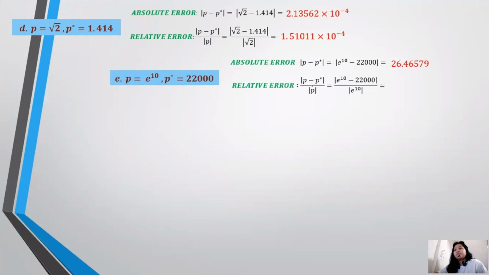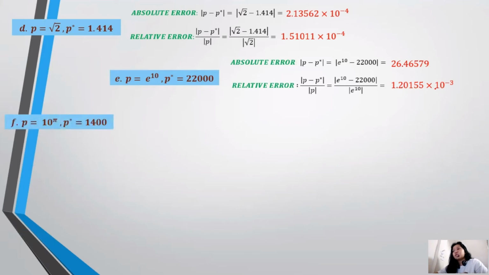The next is the relative error. We have the formula absolute value of P minus P to the power of asterisk all over the absolute value of P. So we have e to the power of 10 minus 22,000 all over e to the power of 10. So using the calculator, we will have an answer 1.20155 times 10 to the power of negative 3.